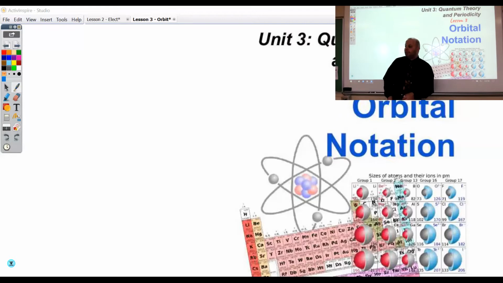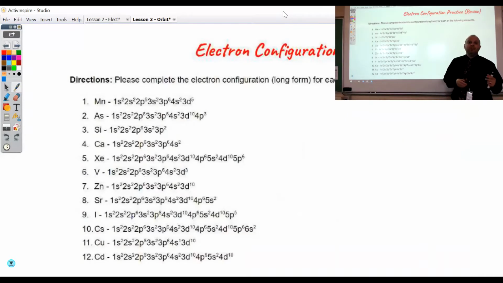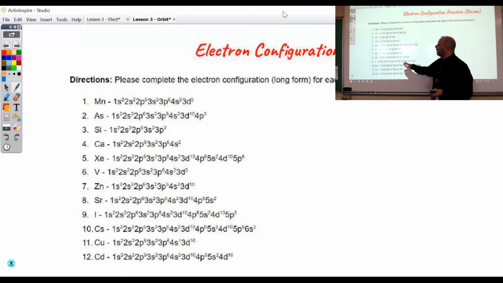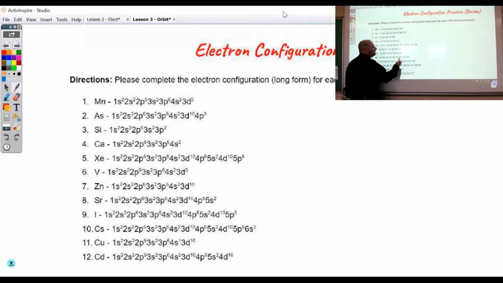So if you look behind me, begin today's lesson by looking back at the electron configuration homework. There are a few things that I noticed when grading assignments that I want to point out to you. Number one, when you are writing the full electron configuration, please make sure that if you have a D sublevel, it comes after the 4s sublevel.